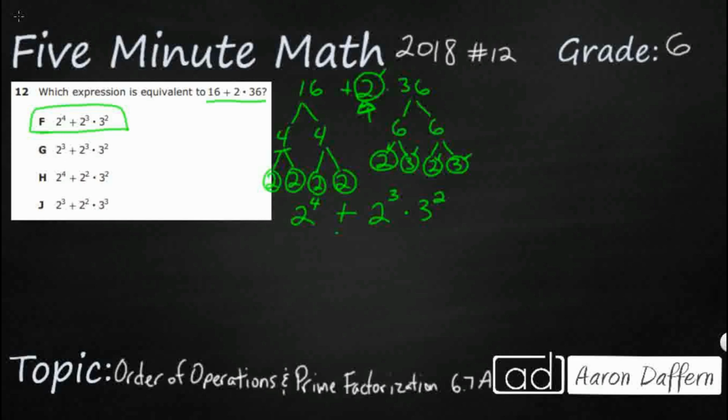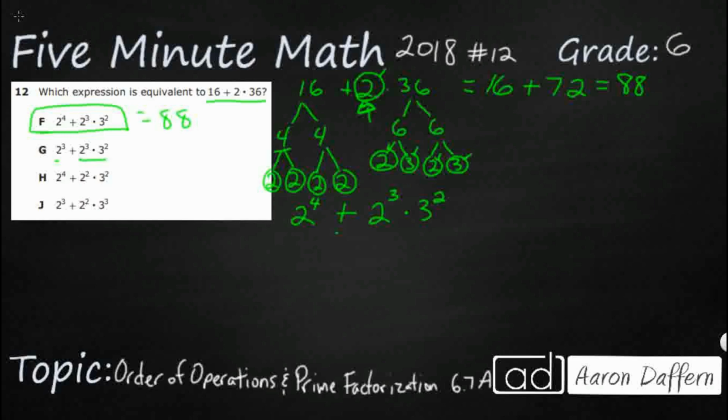Now, another way is to just simplify this. We don't even know what this really stands for here. What does this equal? Well, 16 plus 2 times 36. I'm going to say 16 plus, and I'm going to do the 2 times 36, that's 72. So if I were to add 72 and 16, that's going to give me 88. We already know this equals 88 because we already did the prime factorization, but we can at least figure out what these equal.